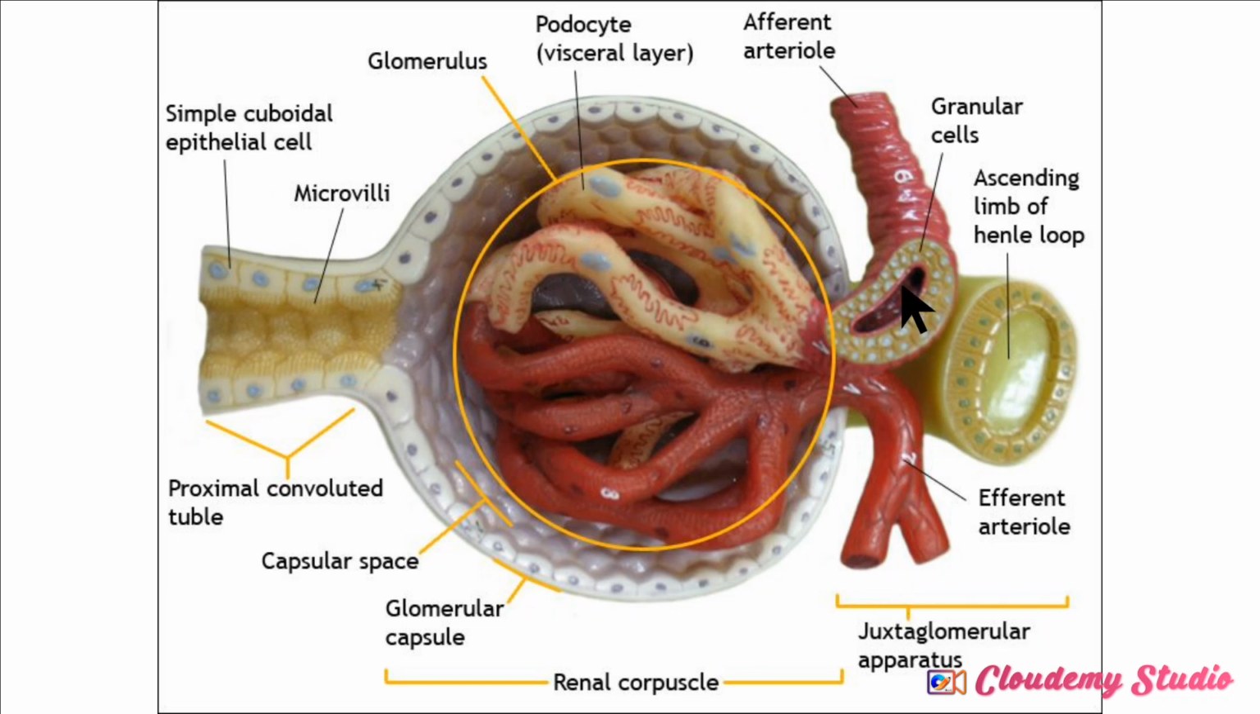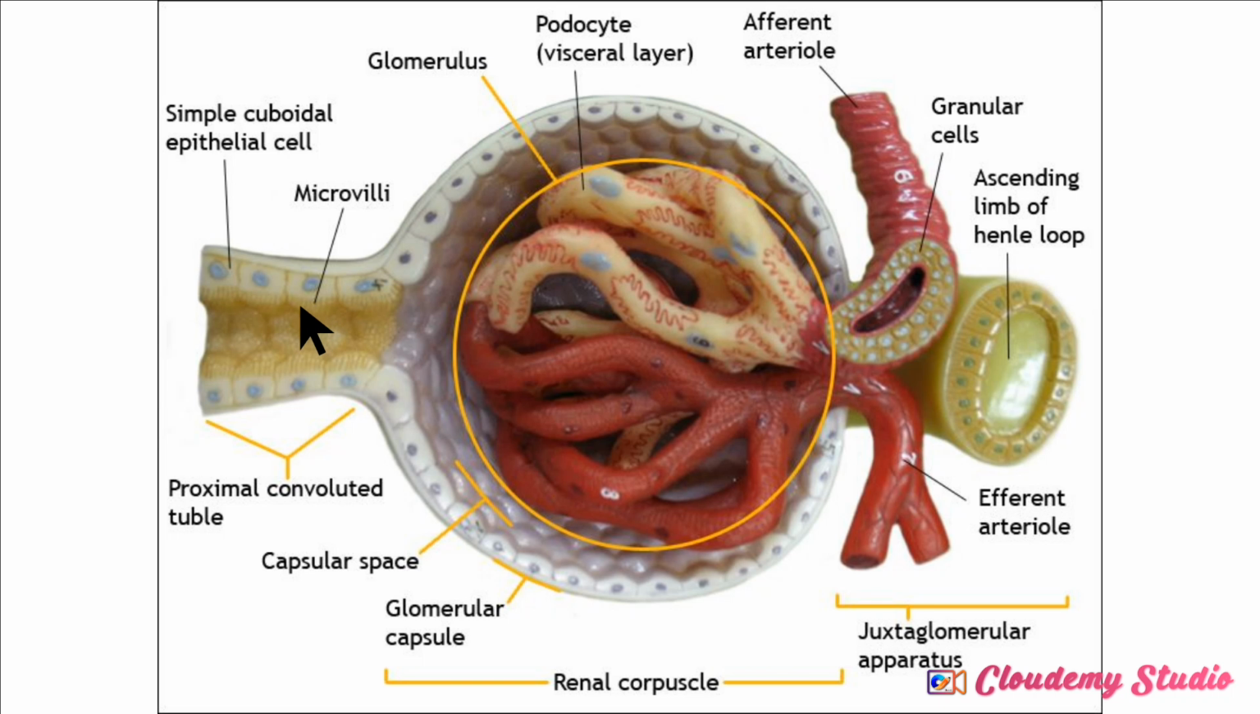We have the granular cells, also known as juxtaglomerular cells. We have the macula densa. We have the podocyte. We have the glomerulus itself. This yellow stuff around here is the glomerulus, and this one here is the proximal convoluted tubule. If you notice very well, there is microvilli here.